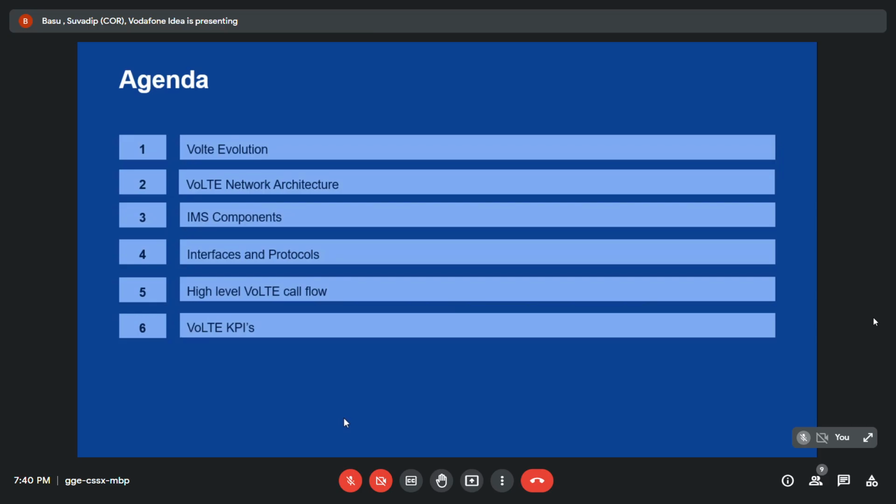Then we'll go for the high-level VoLTE call flow, that is, how the VoLTE MOC happens and how the VoLTE terminating call happens. And another aspect of the call flow, which is a bit complex, is how the CSFB, the circuit switched fallback, happens. Circuit switched fallback means when a VoLTE subscriber moves into a non-VoLTE network, his call falls back to circuit switch.